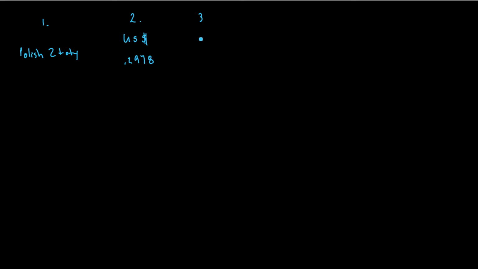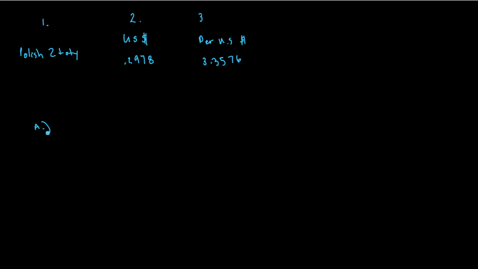Then we have the third column, and the third column says currency per US dollars. That one is 3.3576. Again, that third column is currency per US dollars, which means the amount of foreign currency it takes to buy 1 US dollar.